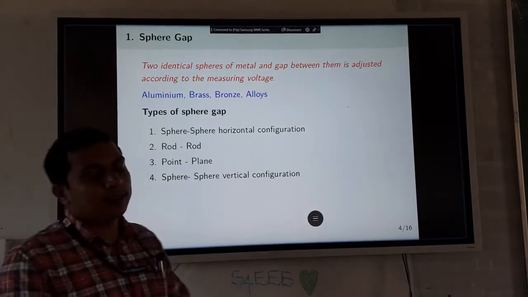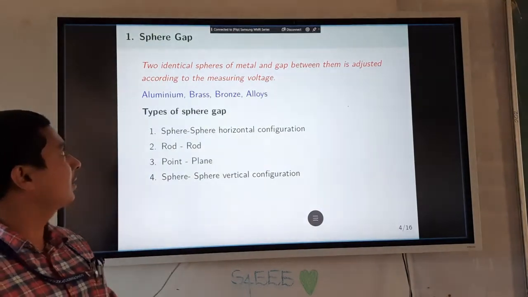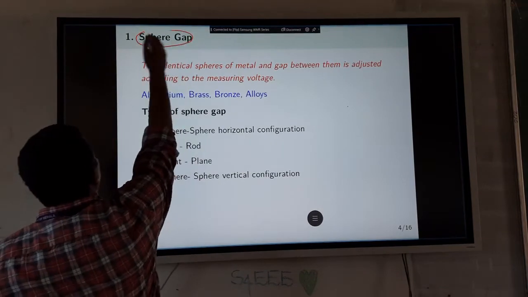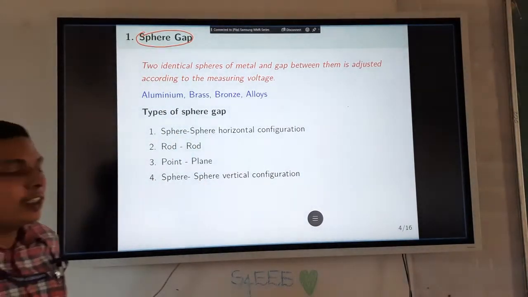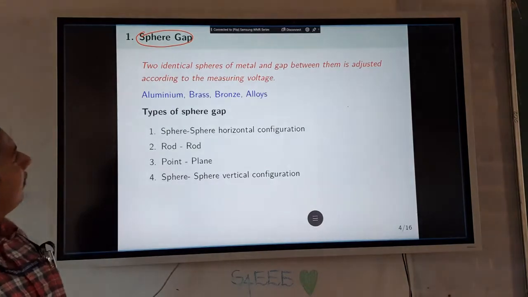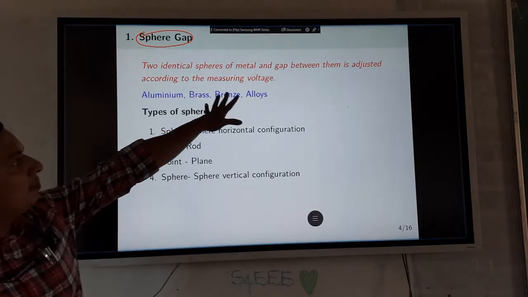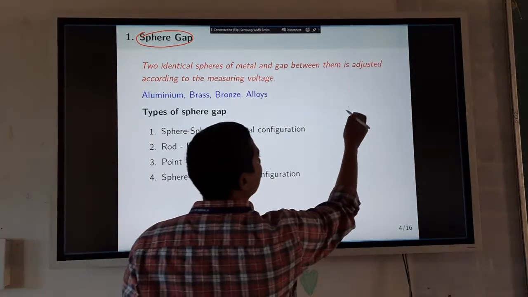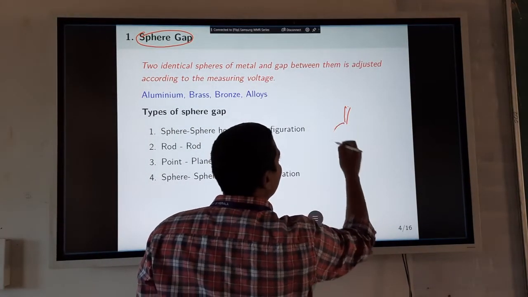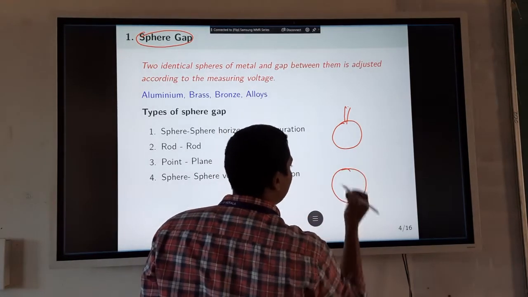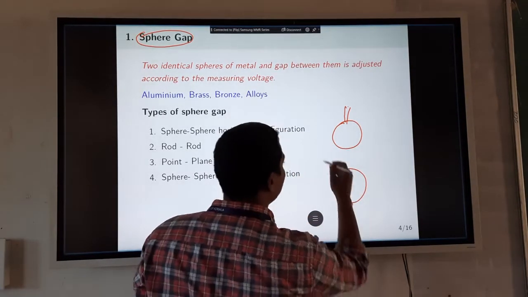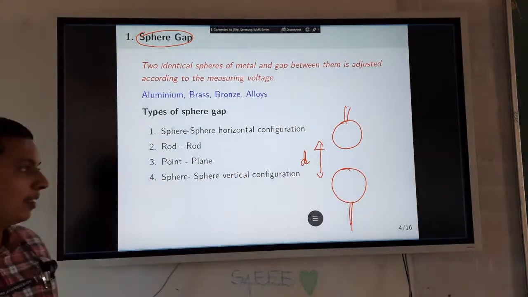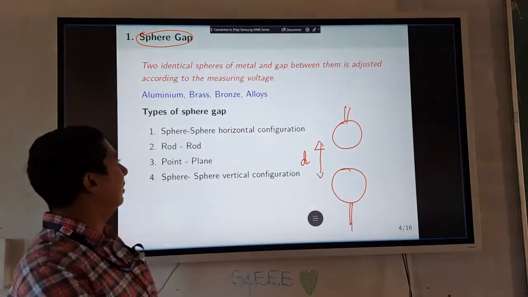Now let us discuss the first type of voltage measurement, which is the sphere gap. We are going to use a sphere gap for measurement. What is meant by a sphere gap? We already discussed it: two identical spheres of metal and a gap between them. One sphere is here, another sphere is here, and between them you have a gap, which we call distance d. This is a sphere gap kind of measurement.